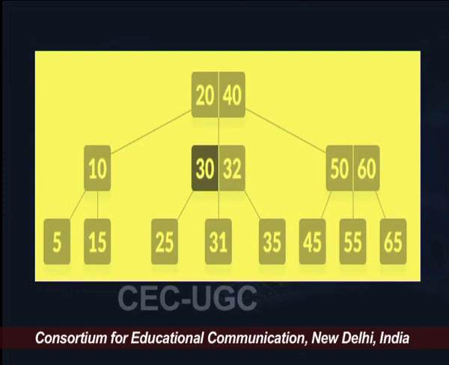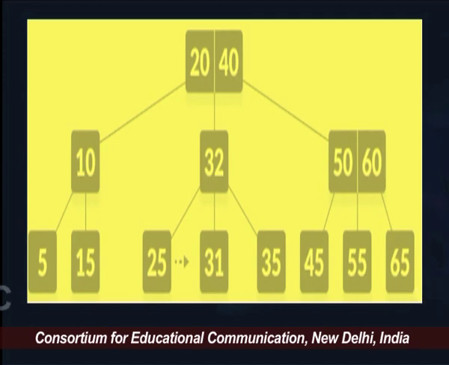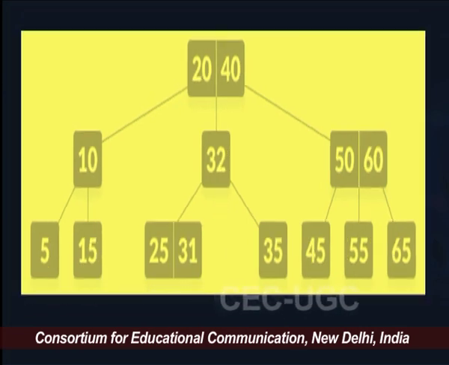How is this merging going to happen? After, let us say, the deletion of 30, we are left with only 32, which is available in the parent node, and we have 25, 31, 35. So, 3 children cannot be there. So, we are going to merge 25 and 31, and we are going to put these 25 and 31 on the left side of 32, and obviously on the right side of 32 we already have 35.